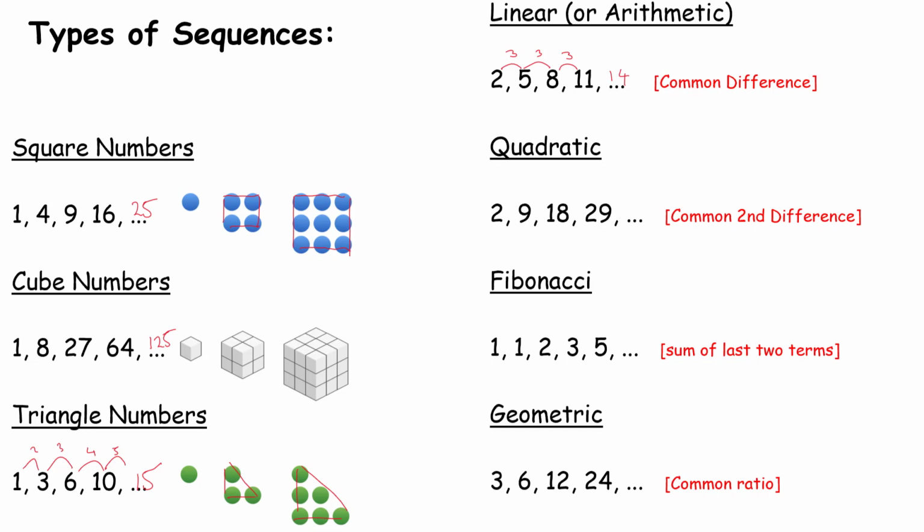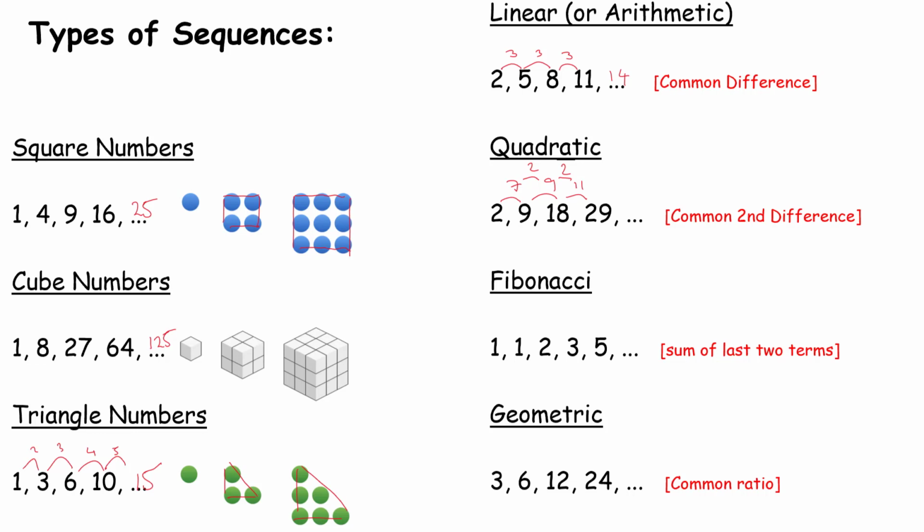Okay, now quadratic sequences we say have a common second difference. Now if I have a look at the difference between these numbers, they're not the same. 9 take away 2 is 7, 18 take away 9 is 9, 29 take away 18 is 11. So it's going up by 2 each time. But if you have a look at the difference of their differences, 9 take away 7 is 2 and 11 take away 9 is 2. So they have what we call a common second difference, or the difference of their differences is the same all the way up. So that's how you can tell if it's a quadratic sequence.